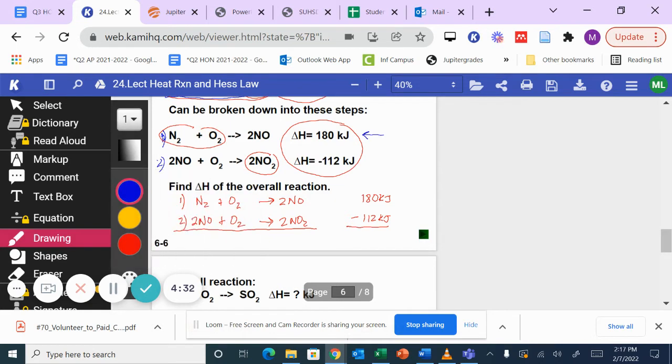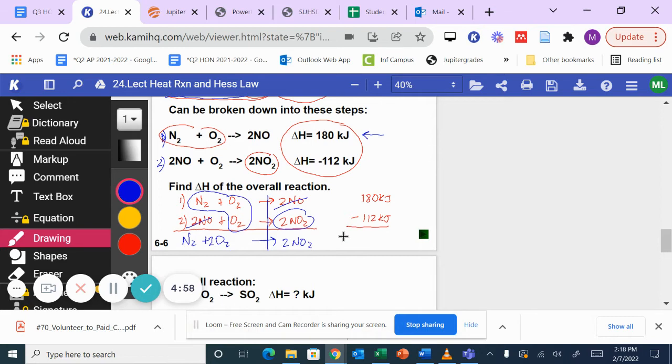And the way you add it up is you cancel anything that appears on both sides. You see how this 2NO is on the right side and the left side? Those 2 cancel, and nothing else cancels. Then you just copy everything on this side down here. So I'm going to copy N2 plus O2, and there are 2 of them, so I'm going to put 2 right there in the front. Arrow, and I'm going to copy this on the right side, 2NO2.